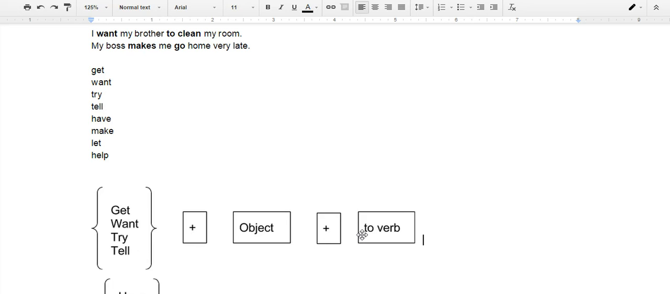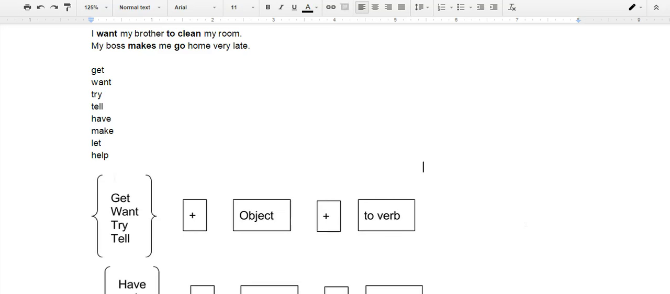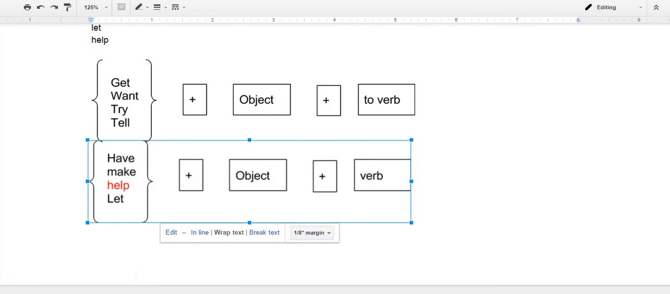And on the other hand, the other ones, have, make, help, and let, we use in the same way, except that the "to" is only going to be plus verb.